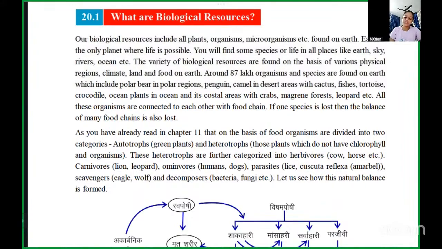If one species is lost, then the balance of many food chains is also lost. If one species is lost or becomes extinct, the balance of the food chain is also lost, but then it is reestablished if they find something else to eat. If they find something else to eat, it reestablishes.